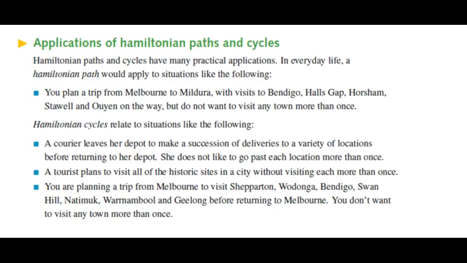These types of traversable paths and cycles can be applied to many situations. For example, you plan a trip from Melbourne to Mildura with visits to Bendigo, Halls Gap, Horsham, Stawell, Ouyen on the way, but you don't want to visit any town more than once. Hamilton cycles might relate to situations like this. A courier leaves her depot to make a succession of deliveries to a variety of locations before returning to her depot. She does not like to go past each location more than once. Or a tourist plans to visit all the historic sites in a city without visiting each more than once. Or you are planning a trip from Melbourne to visit Shepparton, Wodonga, Bendigo, Swan Hill, Nathalia, Warrnambool and Geelong before returning to Melbourne, and you don't want to visit any town more than once.